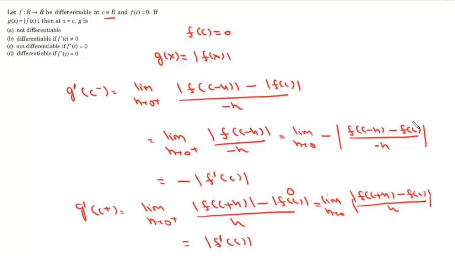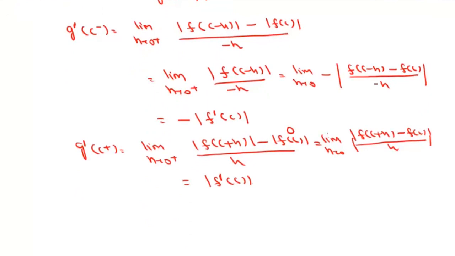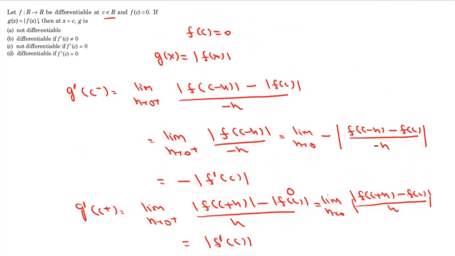Now if this function is differentiable, then both these values must be equal. So minus mod of f dash c must be equal to mod of f dash c, and it is only possible if f dash c is 0. So this g(x) will be differentiable if f dash c is 0, and that's your option D.